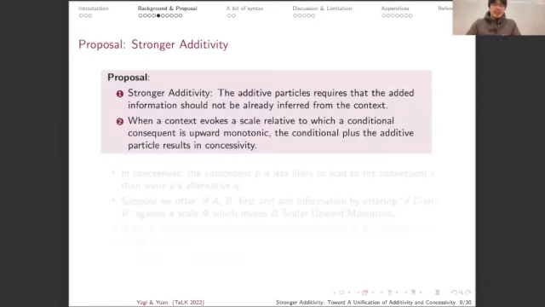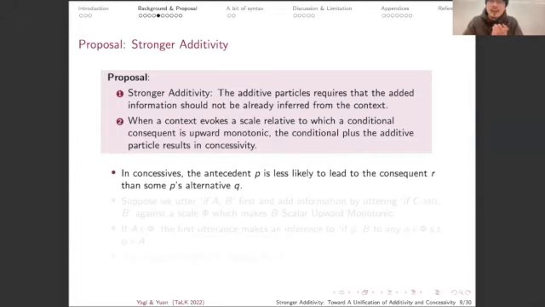So toward the formalization again, we want to propose that the additive particle has a strong additivity that requires that the presence of the additive particle shouldn't be inferred from the context. And when the context evokes a scale, relative to which a conditional consequent is upward monotonic, a conditional plus the additive particle results in concessivity. So here's the reasoning.